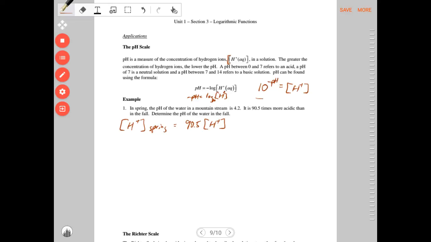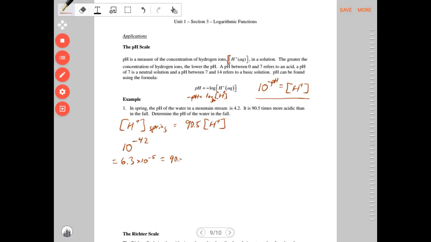So the H plus equals 10 to the negative pH. Well, the pH in spring is 4.2. Okay, so how strong is that? Okay, well, when you figure that out, 10 to the negative 4.2, so that has a concentration of 6.3 times 10 to the negative 5. Okay, so that is what the concentration of H plus is in the spring.